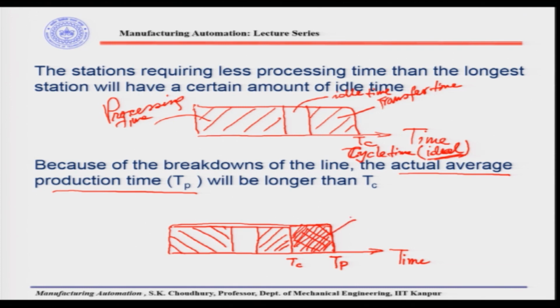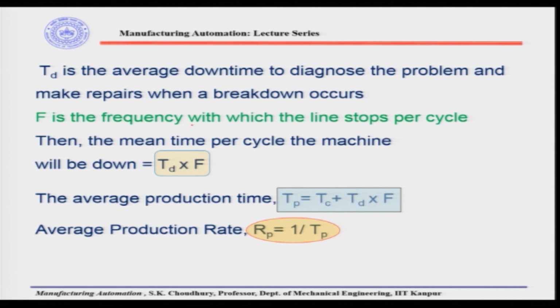How to find out that time? Let us say f is the frequency with which the line stops per cycle. Let us say the line stops once in every 100 cycles. So, 1 in 100 cycles, so 1 by 100 is the frequency. So, this is 0.01. So, this is f, the frequency with which the line stops per cycle. It may be once in 100 cycles, once in 10 cycles, or once in 1000 cycles; that depends, and on which factors it depends we will discuss later.